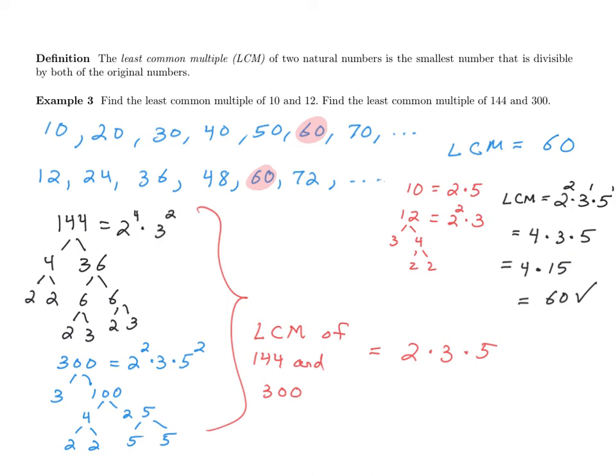Here for 300, we have 2 squared. But here for 144, we have 2 to the 4th. If we want it to work for both, we have to choose the larger of the exponents, which in this case is 2 to the 4th. If you only used 2 squared, it would not work for 144. Okay, what about for 3? Here we have 3 squared and 3 to the first. If we want it to work for both numbers, it's got to be 3 squared, and so I'll put an exponent of 2 on the 3.